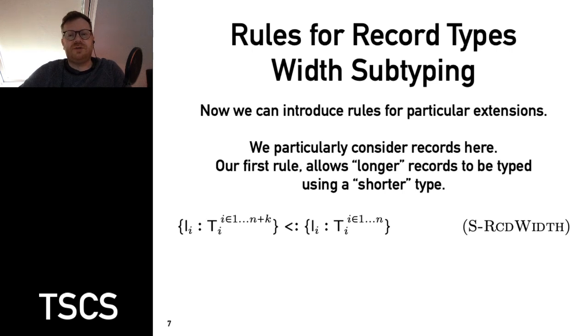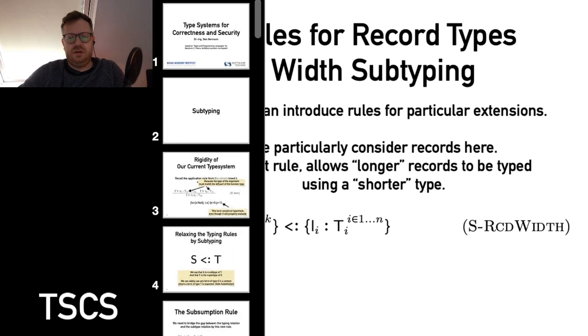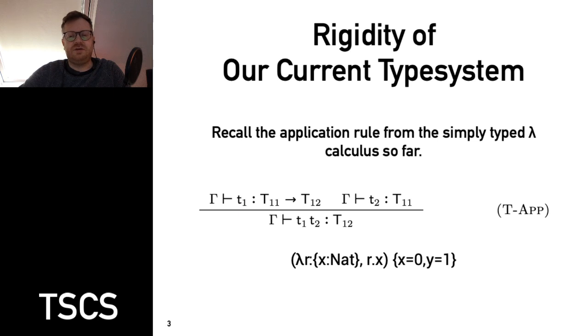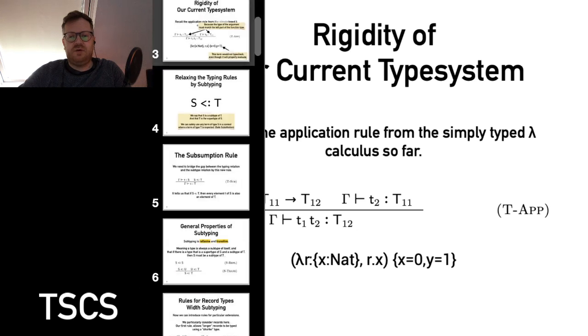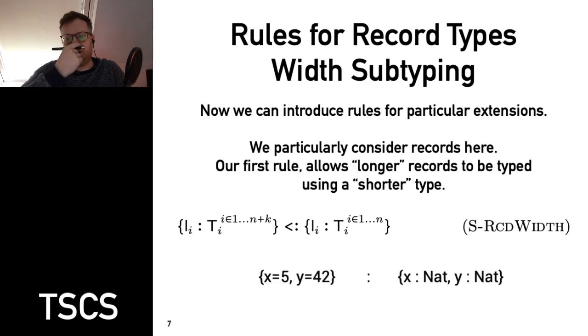Rules for record types with subtyping. And now we need to define something for record types. So records were our initial example that I showed you before. Just recall this one that I had here. This is a record, and this wouldn't work. So let's try to define that in a way that it works.